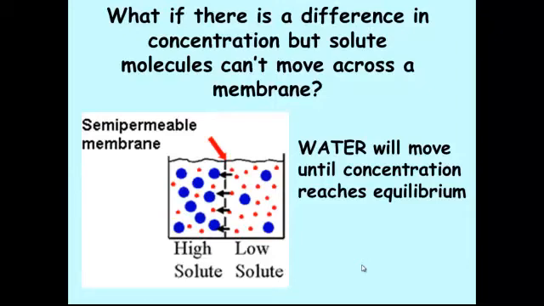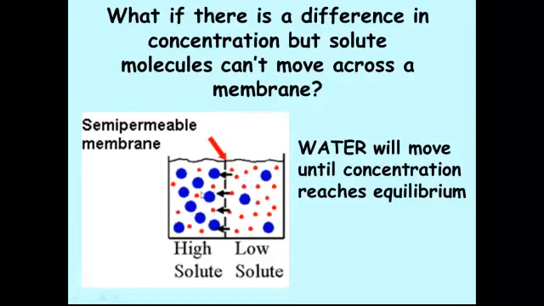In this little diagram, you have two sides of the membrane. Here's my semi-permeable membrane in the middle. These big blue circles stand for solute, something that's dissolved in the water. And we're going to put water molecules in here. Sometimes we don't do that; we just leave blank spaces to show where the water is. But these little red polka dots stand for water molecules.